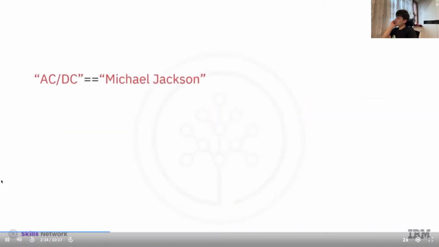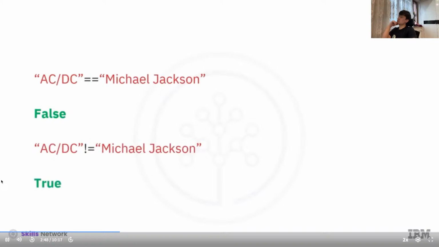We compare strings as well. Comparing AC/DC and Michael Jackson using the equality test, we get a false, as the strings are not the same. Using the inequality test, we get a true, as the strings are different. See the labs for more examples.